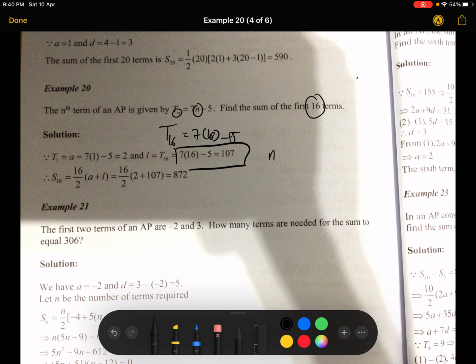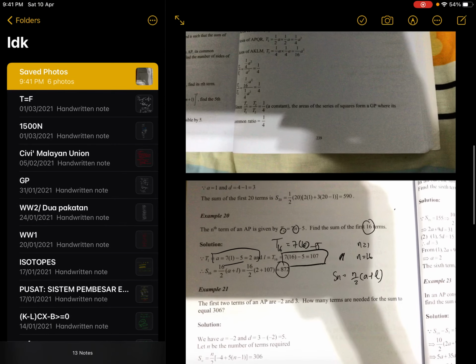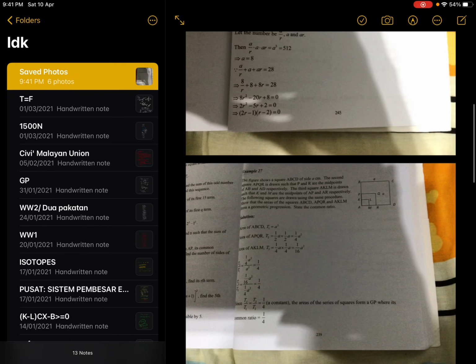And then we use the formula Sn equals n over 2 times a plus l. So we're going to find a as well. We sub in n equals 1 and n equals 16. Then we will get 872 in the end. So that's a very short one, but it's something that you need to remember.